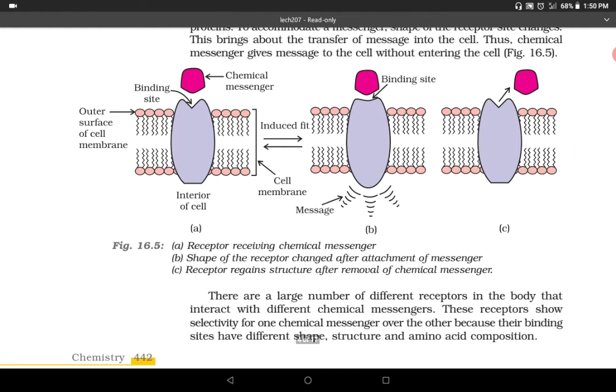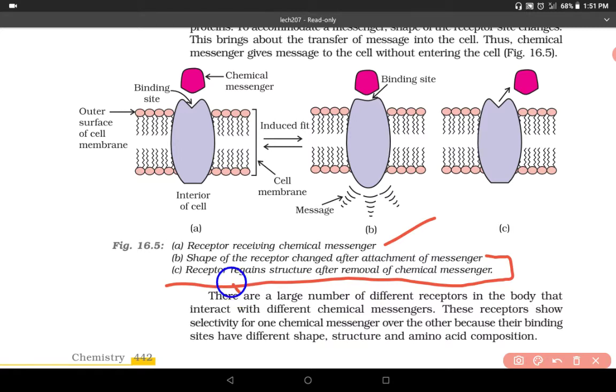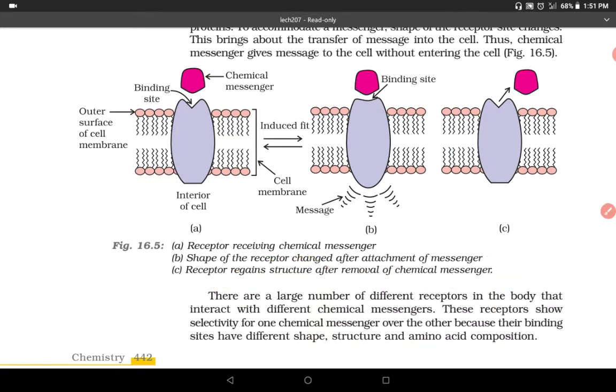Okay, there is a diagrammatic explanation. Receptor receiving chemical messenger, shape of the receptor changed after the attachment of messenger, receptor regains structure after removal of the messenger. It's also very important. What happens after the removal of the chemical messenger? It regains the structure. Okay, that's what is in the picture.